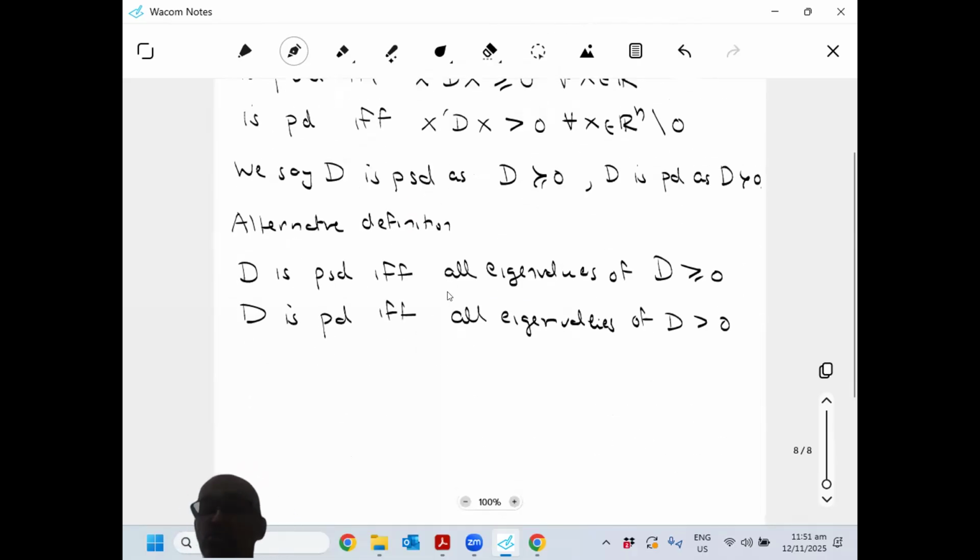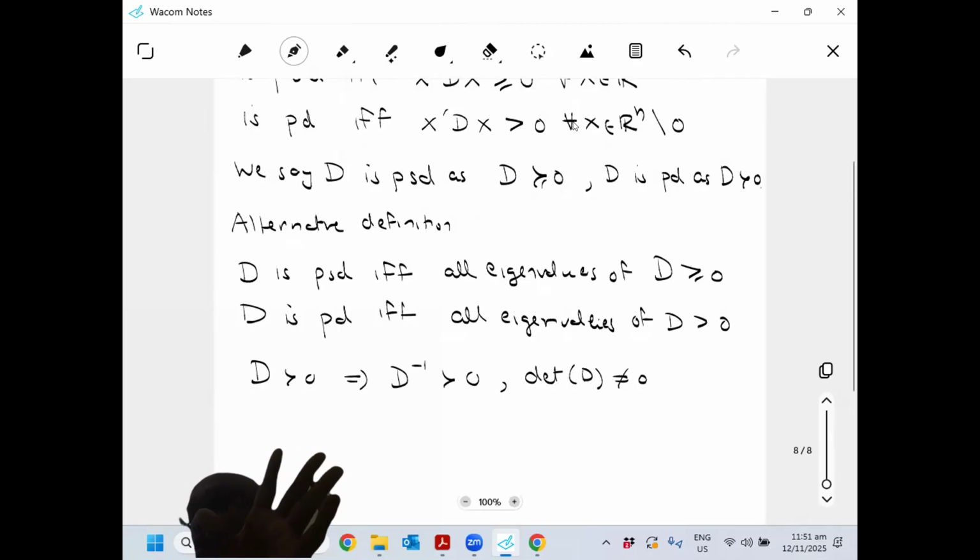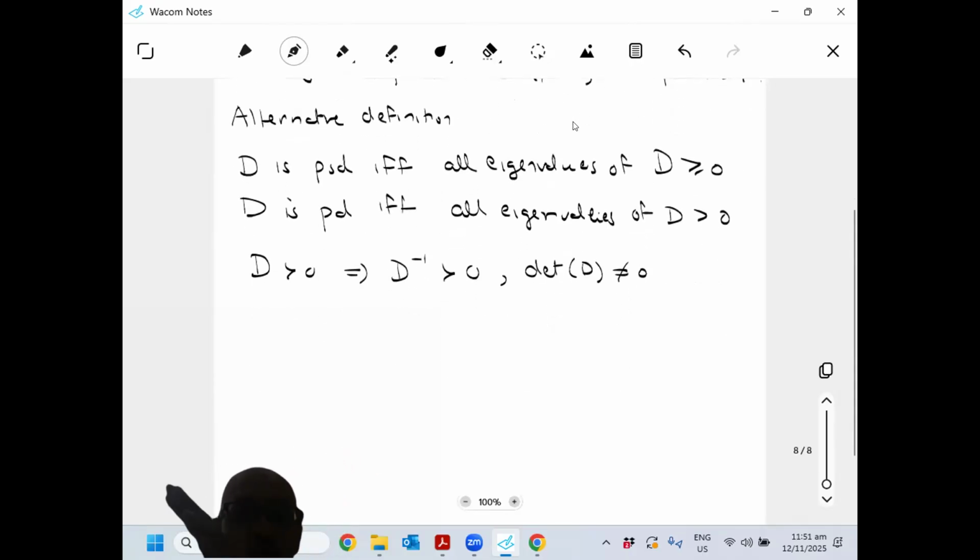Essentially, when D is positive definite, it turns out D inverse is also positive definite, and D is invertible, with a non-zero determinant. So a positive definite matrix is like inverting a positive number: if a number is positive, you can invert it. It's the corresponding form for matrix notation. This is a very important class of matrices, and there's a lot of work you can do with it.